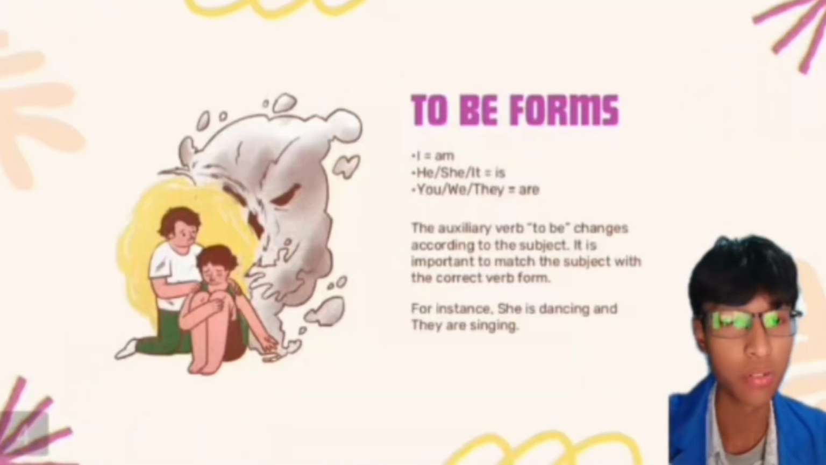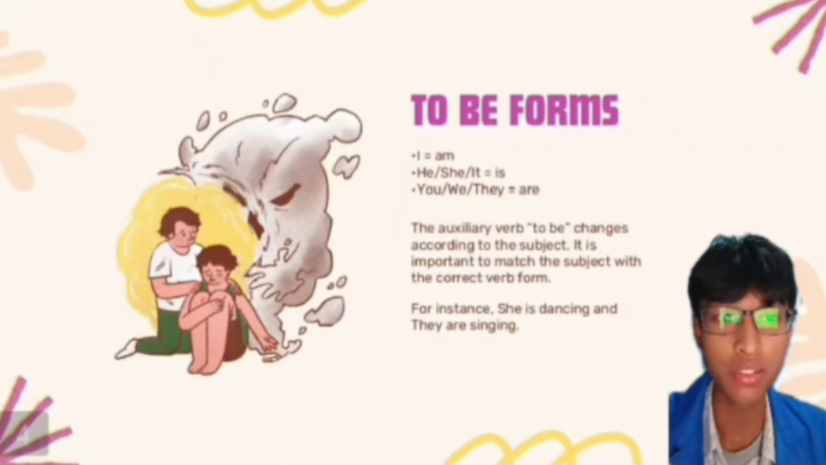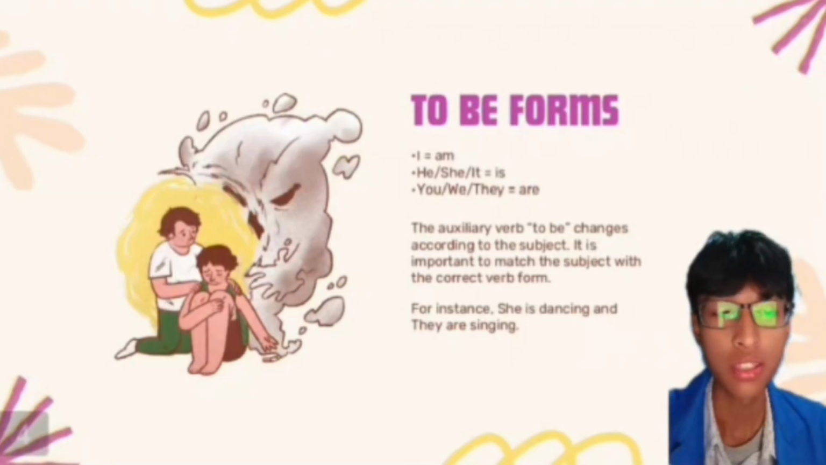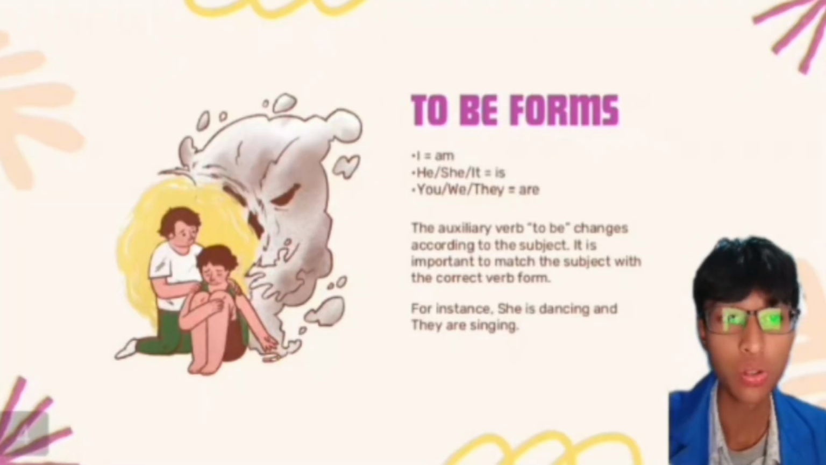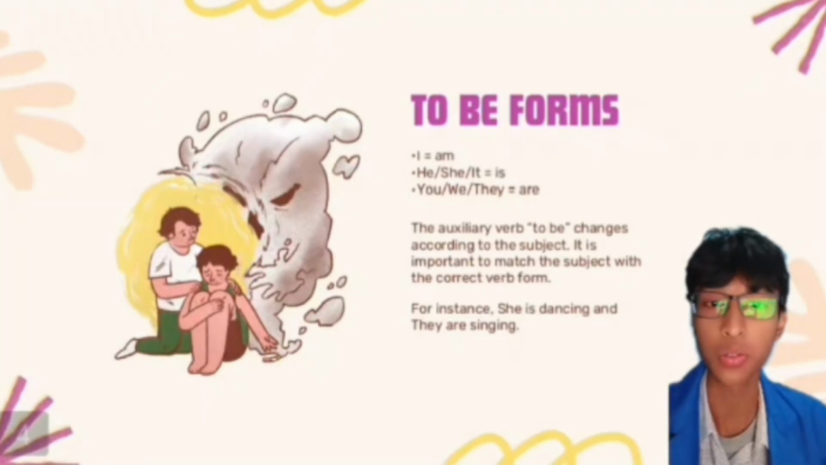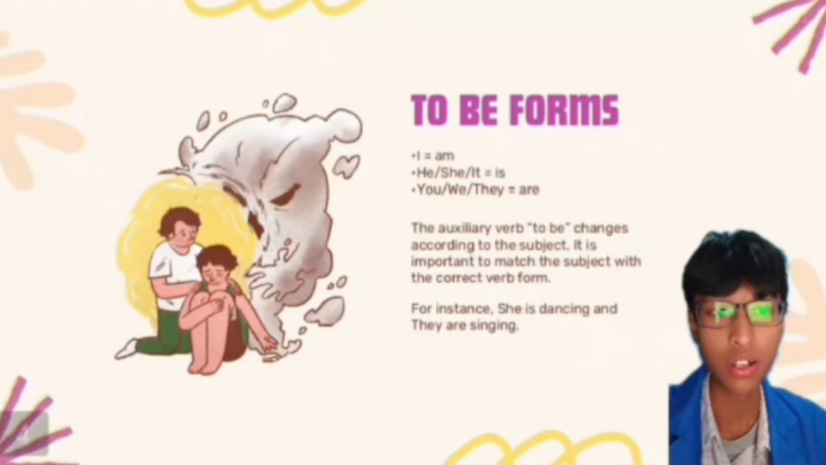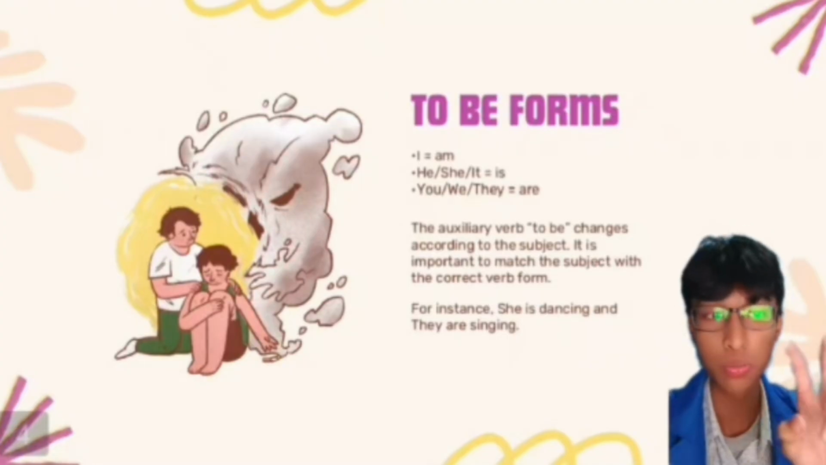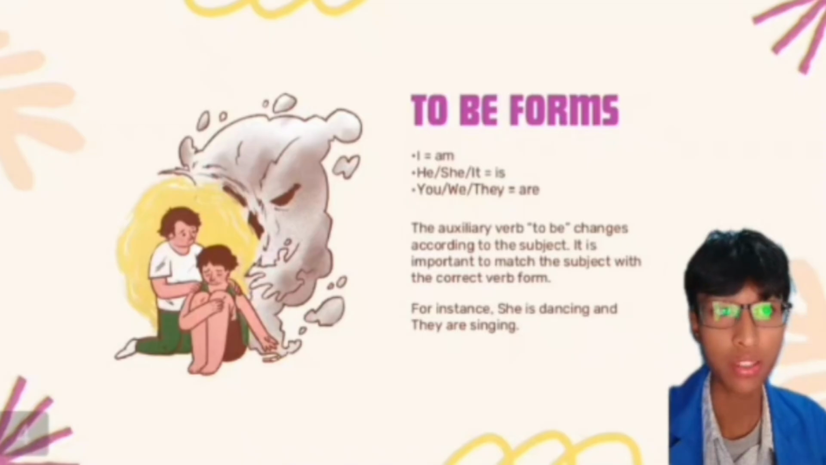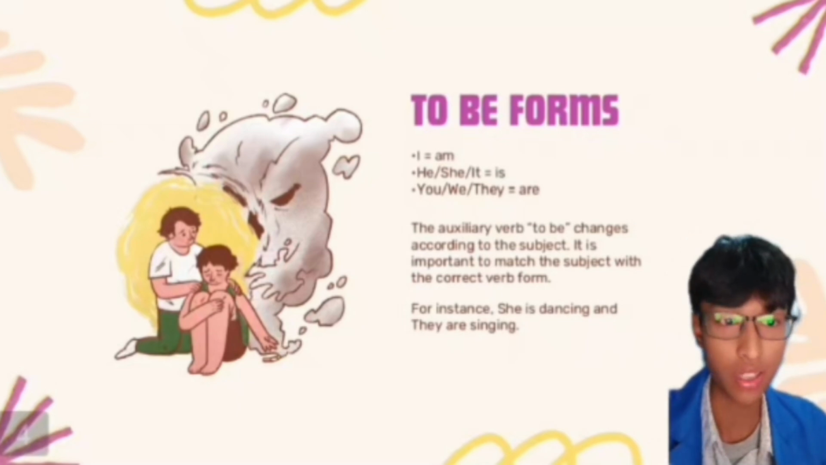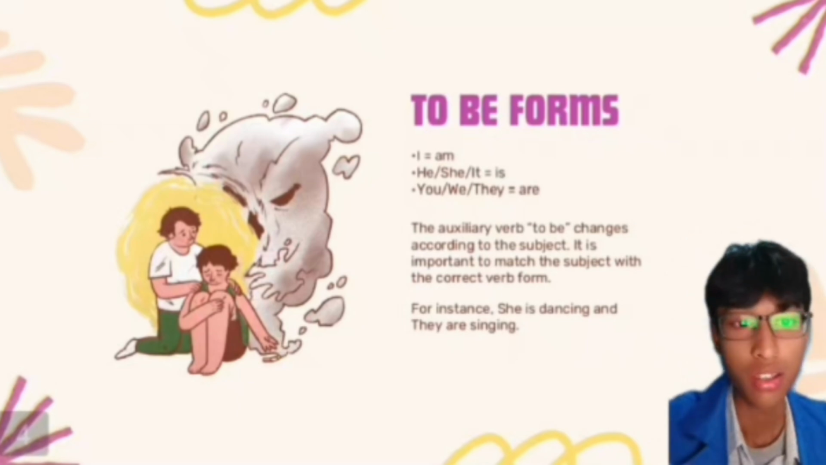And then the to be forms. I equals am, he, she, or it equals is, you, we, or they equals are. The auxiliary verb to be changes according to the subject. It is important to match the subject with the correct verb form. For instance, she's dancing and they are singing.